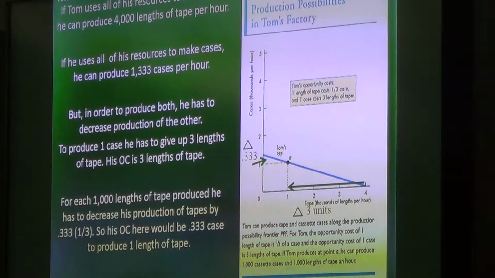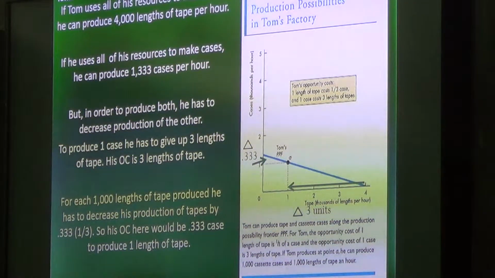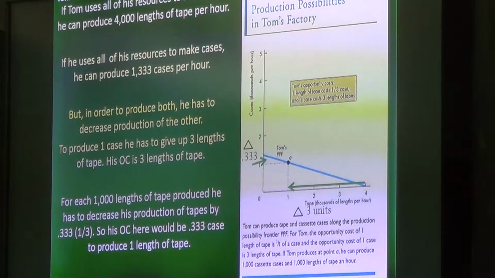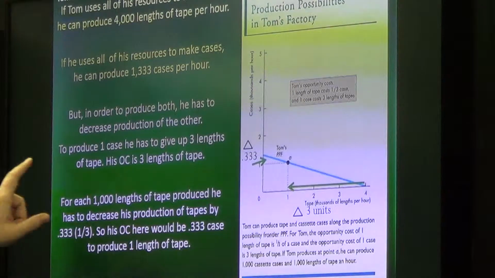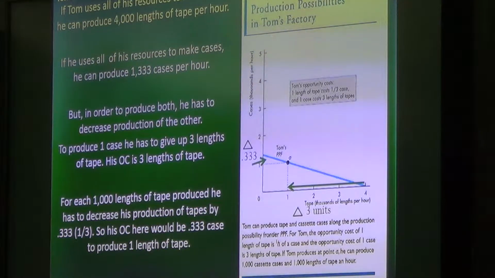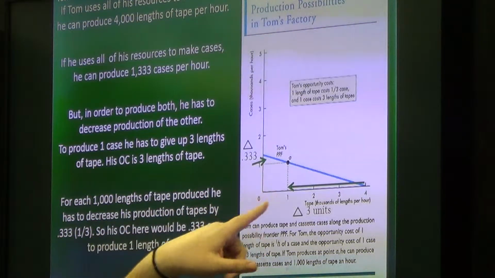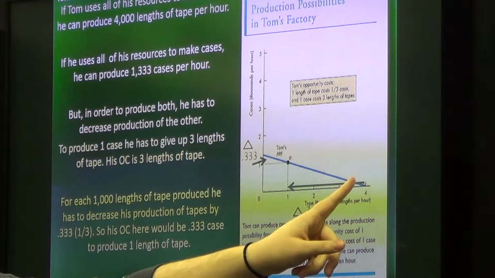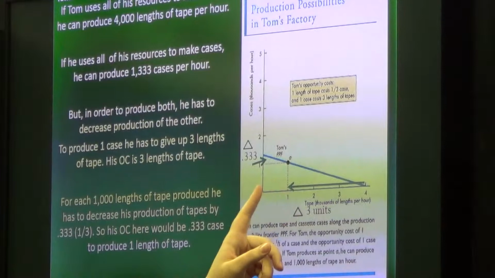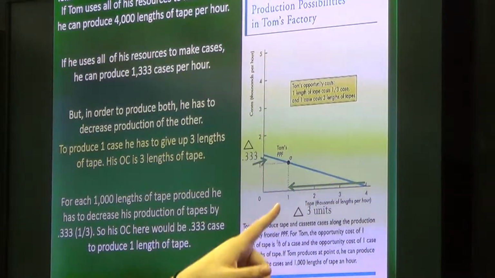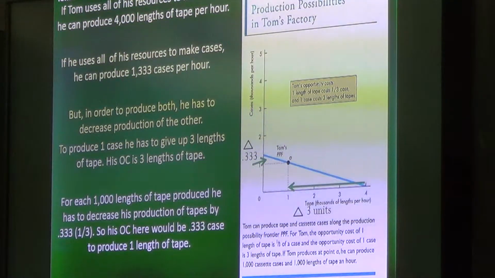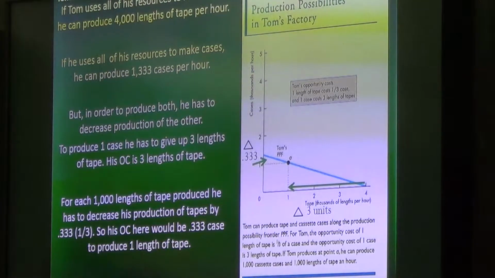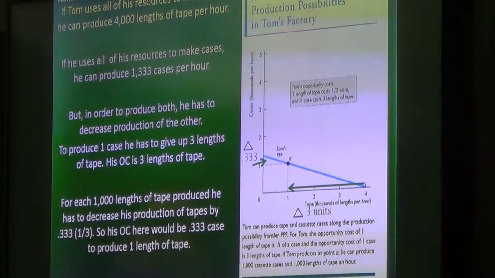But in order to produce some of both, he's going to have to give up producing some of the other product, right? He can't produce all of both of those because he doesn't have the resources. So to produce one case, he has to give up 3 lengths of tape. So if he wants to produce 1,000 cases, he's going from 4, so 1, 2, 3. He's giving up 3 units of tape to make those cases, right? Is that making sense? Mm-hmm.